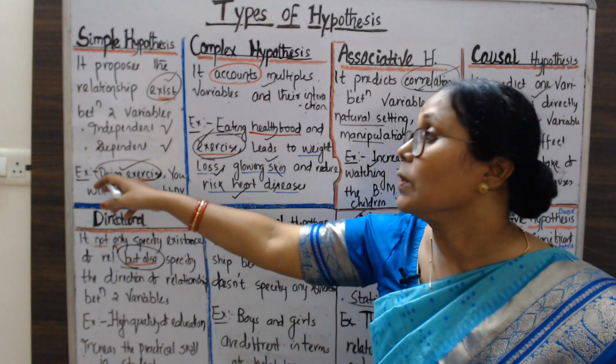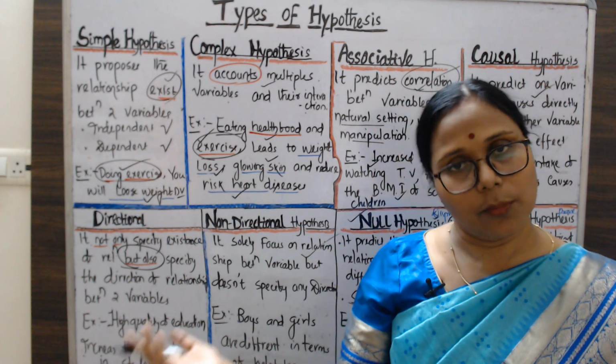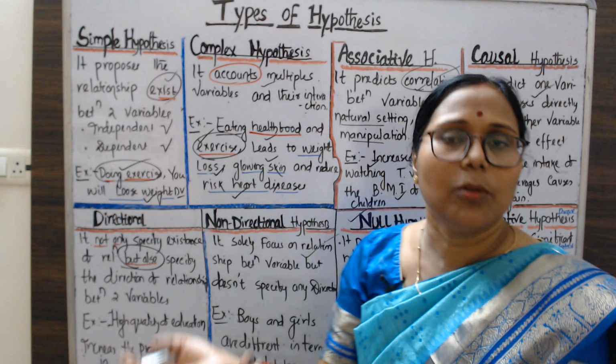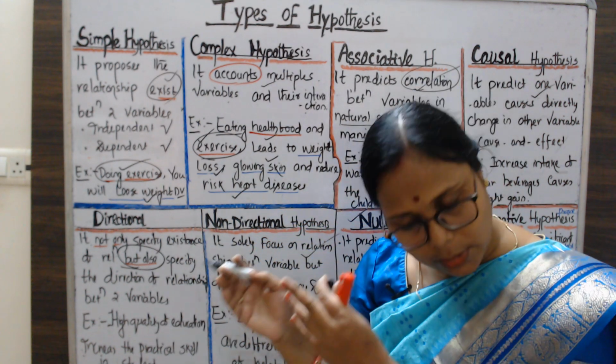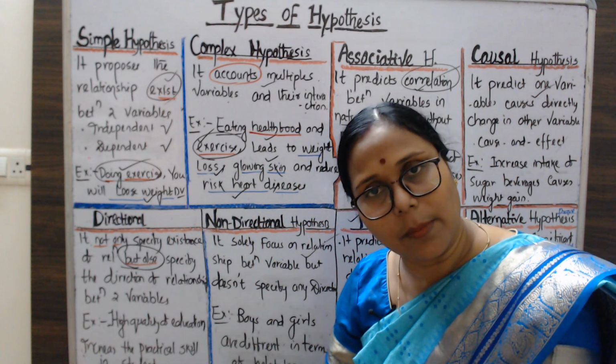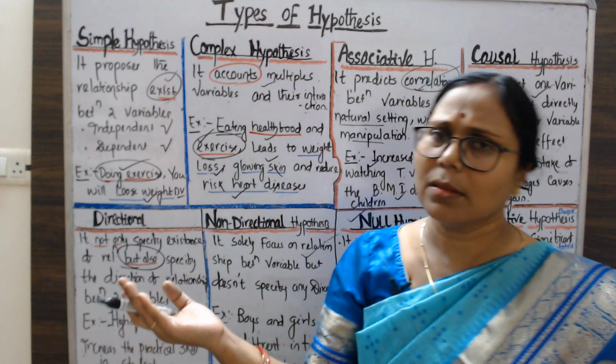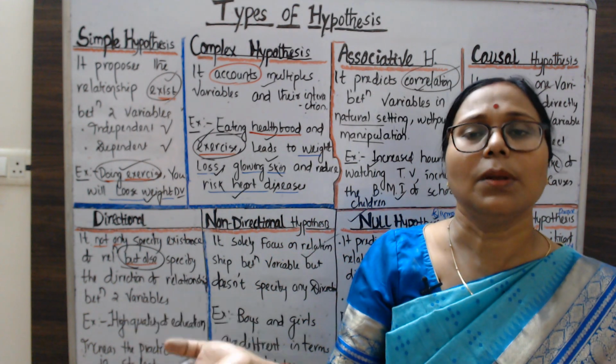Example: doing exercise, you will lose weight. Doing exercise is the independent variable, and weight loss is the dependent variable. So if you do exercise, then weight will be lost. So it is a simple hypothesis or simple prediction.